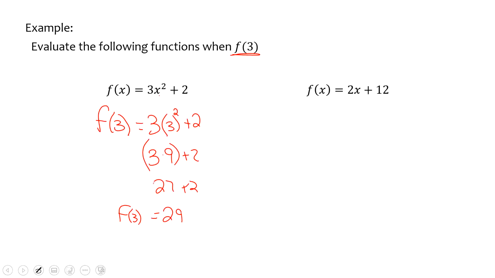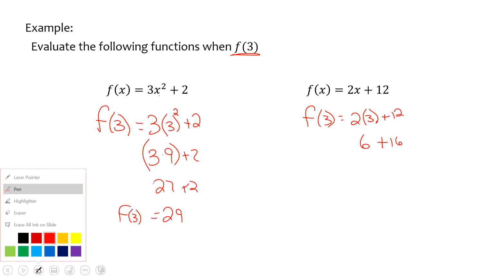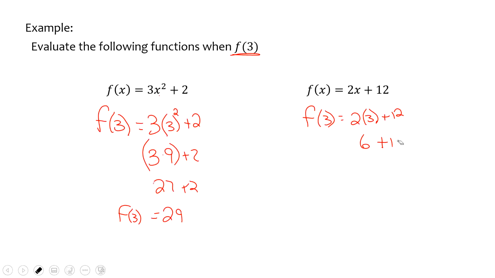Okay, next one, same thing. f of 3 equals 2 times 3 plus 12. 2 times 3 is 6, so we have 6 plus 12. Whoops, not 6 plus 16, 6 plus 12. Sorry about that. Six plus 12. Again, this is f of 3. So f of 3 equals 18. Again, that's all we're doing.